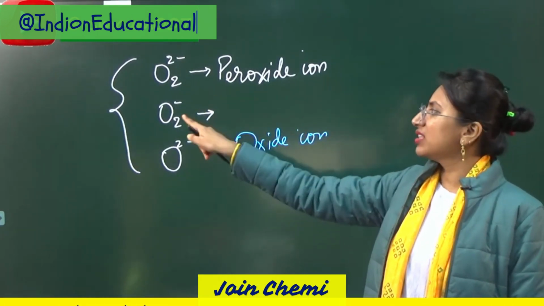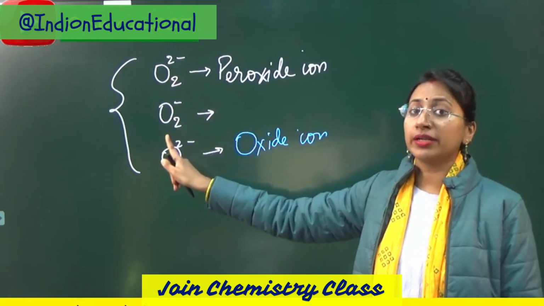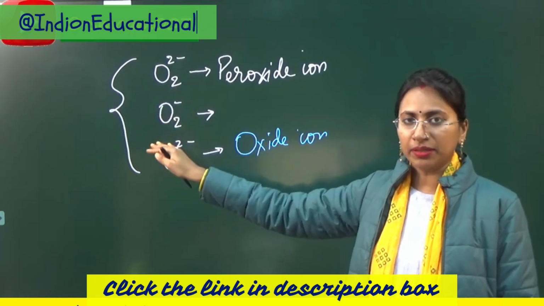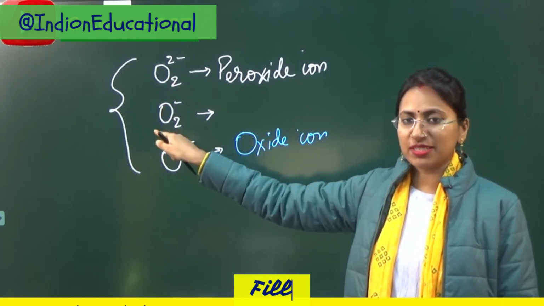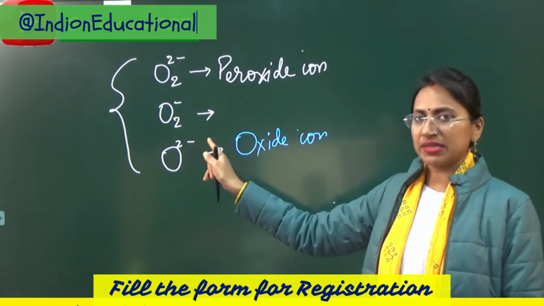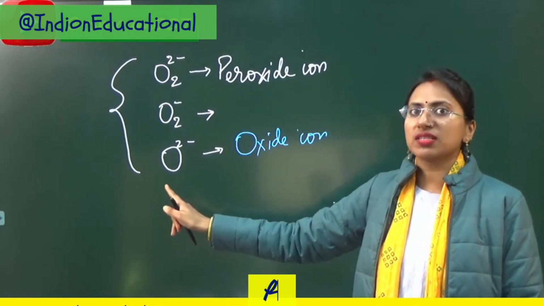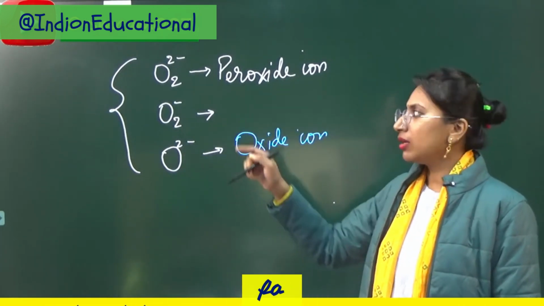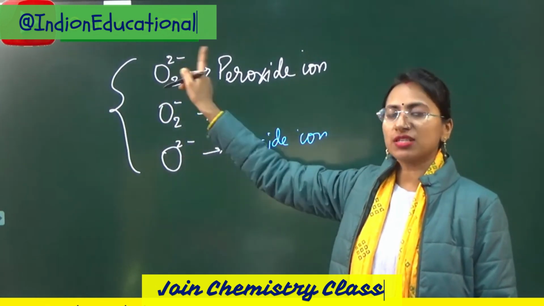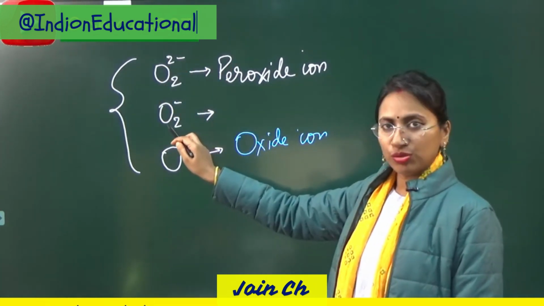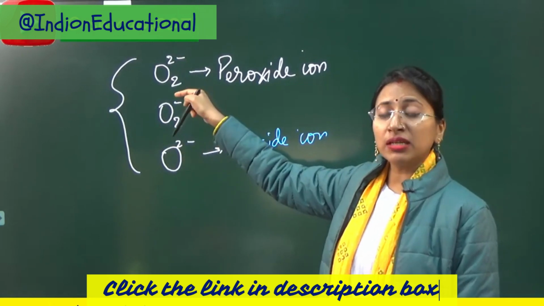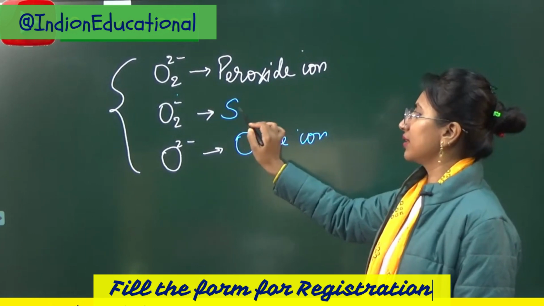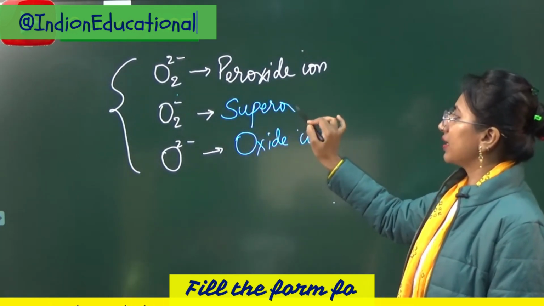But these 2 cases are different, because here it is not a single atom. Got the difference? If atomic elemental oxygen has gained 2 extra electrons, it will be termed as oxide ion, O2 minus. But O2 2 minus is peroxide ion, where 2 oxygen atoms are connected. And when a single electron is gained, that is superoxide ion.